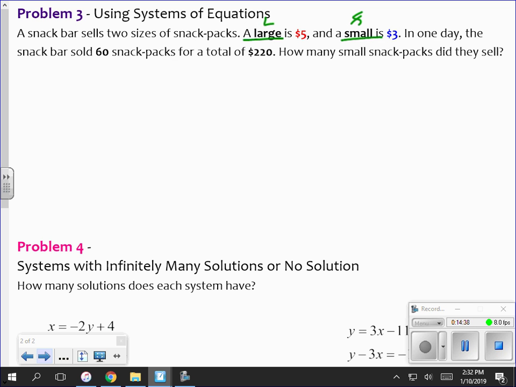Okay, how many did I sell altogether? I sold 60. So that means the number of large plus the number of small is 60. There's one equation, my equation for how many items I sold. I sold so many large and so many small. I don't know which, so it's L and S. The number of large plus the number of smalls equals 60. My second equation is a little harder, but it's not that difficult.